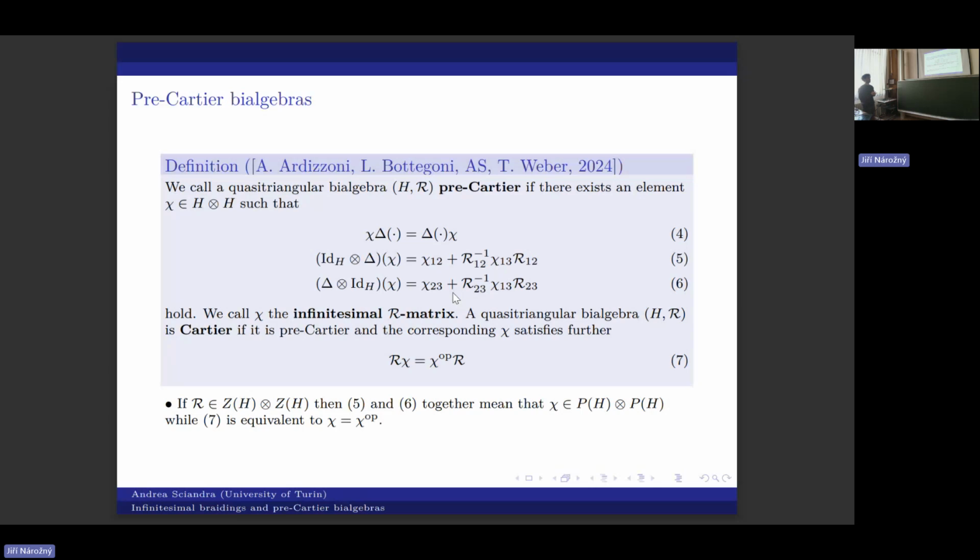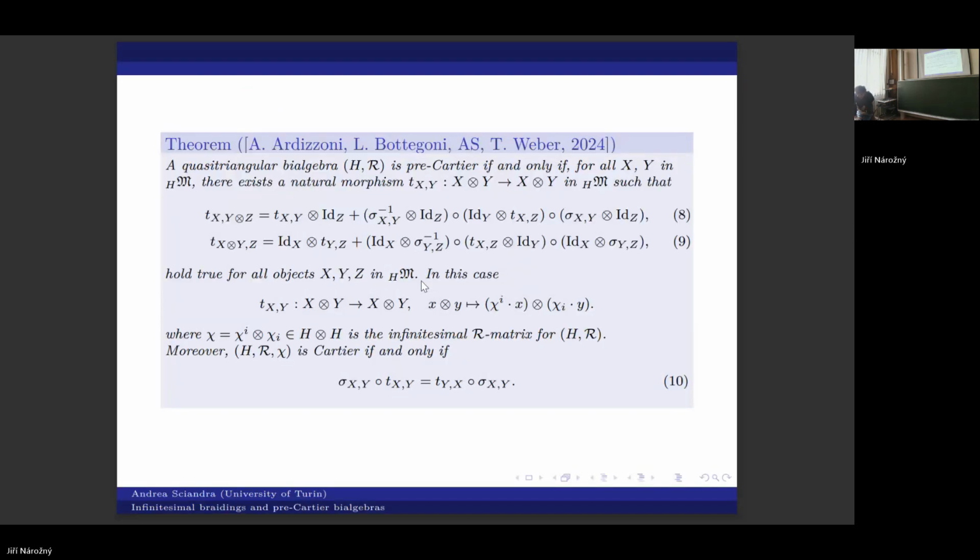So first, an easy observation: if we start with an R which is in the center of H tensor H, you can see that here R minus 1 and R vanish, cancelling each other. And so 5 and 6 tell you that chi is in primitive elements, tensor primitive elements. While 7 becomes equivalent to chi equals chi of R. Okay, and now, in the same spirit of the theorem of Drinfeld, we can state this.